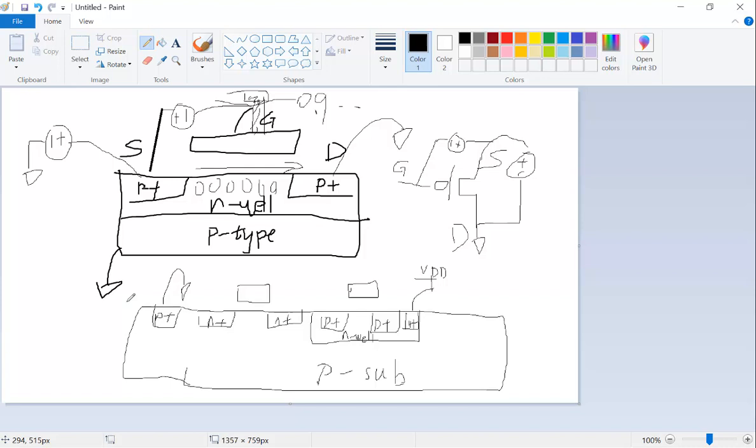Every time I have an NMOS here, I need a P plus to be next to it. So I'm showing the NMOS transistor tied to ground. The reason is I want to keep it close to the NMOS transistor. So that's why every time I just put a little P plus next to the NMOS. The P plus and NMOS transistor share the same substrate.